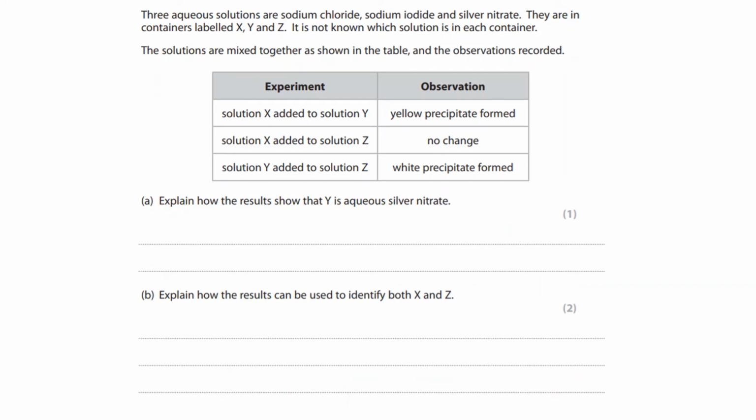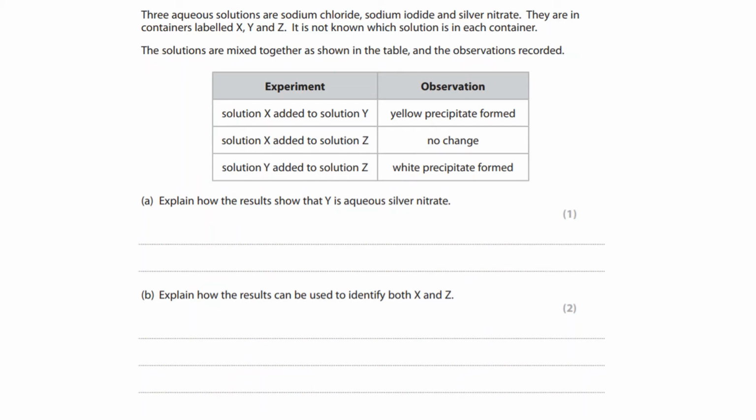Okay, so this is the question. You've got three aqueous solutions: sodium chloride, sodium iodide, and silver nitrate. They are in containers labeled X, Y, and Z. It is not known which solution is in each container. The solutions are mixed together as shown in the table, and the observations recorded. Solution X added to solution Y gives a yellow precipitate. Solution X added to solution Z gives no change. Solution Y added to solution Z gives a white precipitate. Explain how the results show that Y is aqueous silver nitrate.